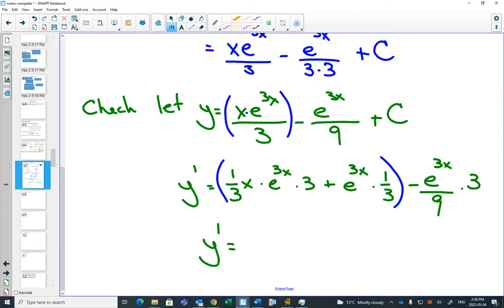Simplification-wise, can you see this 1/3 and the times 3 cancel out? So this first term just becomes x e to the 3x. Can you see that this is 1/3 e to the 3x right here? And with this 3 and that 9, that'll be 1/3 e to the 3x. And one is positive and one is negative, and they cancel out. And we just get x e to the 3x. Beautifully, that's what we wanted to get.